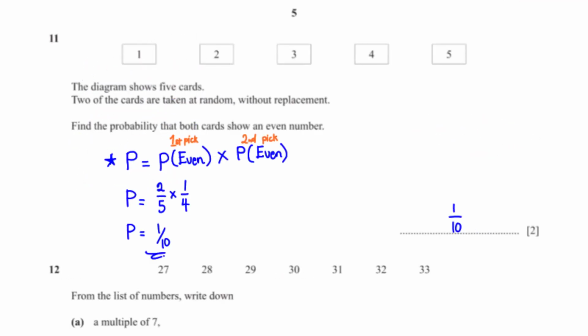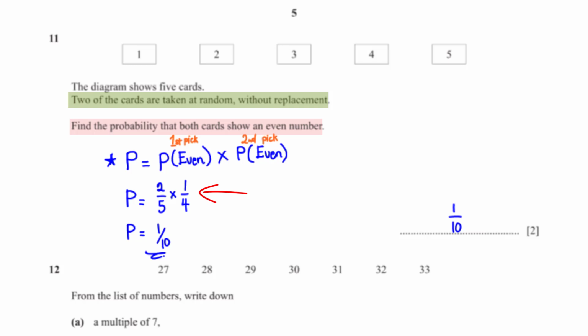The diagram shows 5 cards. 2 of the cards are taken at random without replacement. Find the probability that both cards show an even number. So the probability that an even card is chosen in the first pick is the number of even cards available divided by the total number of cards, and that is 2 over 5.